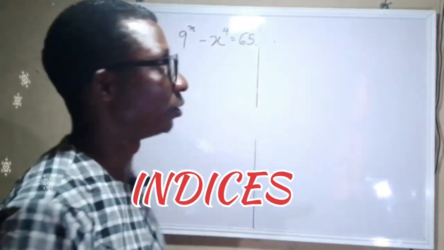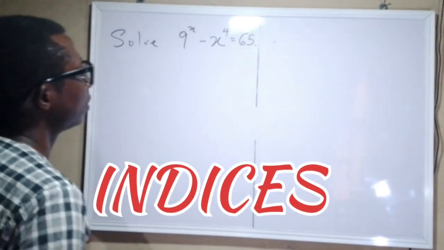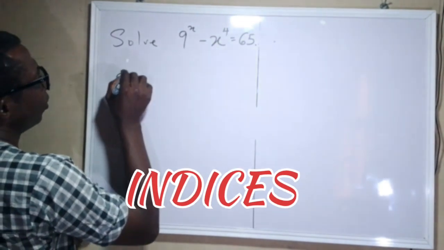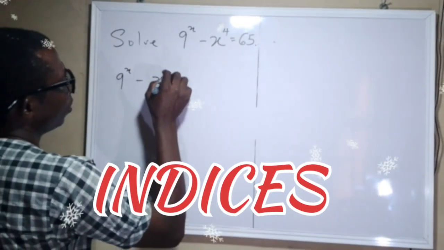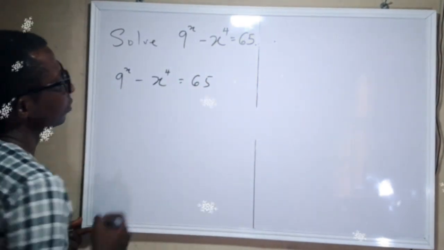Now let's solve this problem together. Solve 9 raised to the power of x minus x raised to the power of 4 equals 65.